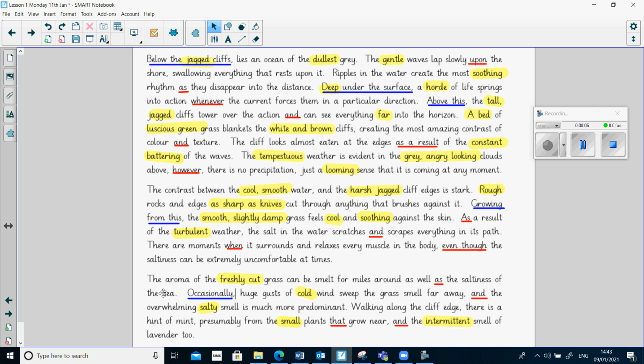Moving on, I've got the word aroma. Does anyone know what aroma is? Aroma is smell. The aroma of the freshly cut grass, the smell of the cut grass. Predominant. You've got a predominant feature, that's a main feature. So the overwhelming salty smell is much more predominant, which means it's much stronger, it's much more smellable, if that's even a word. Okay, and then the last one is intermittent. Intermittent means occasional, the occasional smell of lavender. You can't smell it all of the time, but sometimes when the wind blows, you might be able to smell the lavender a little bit too.